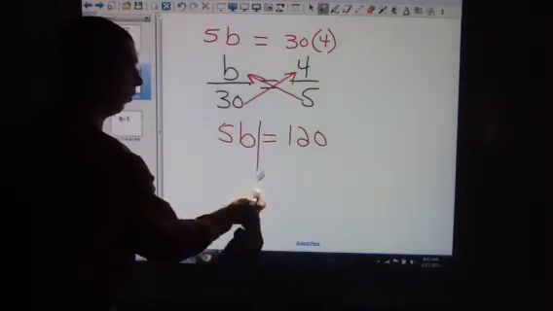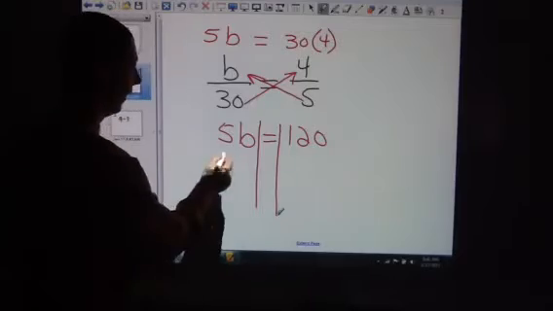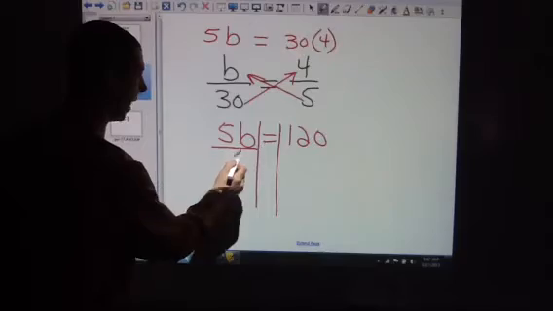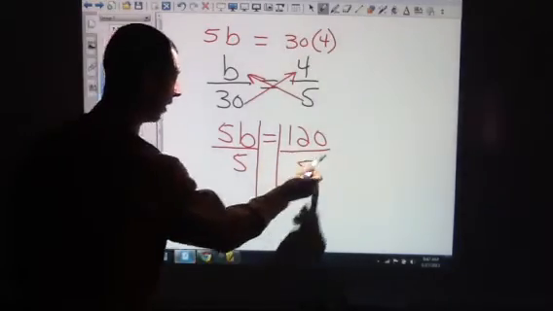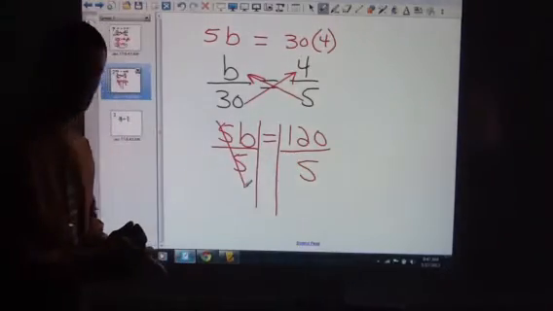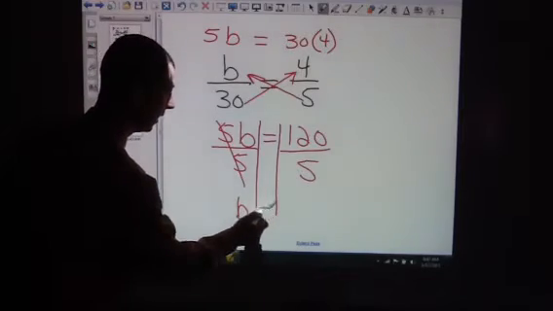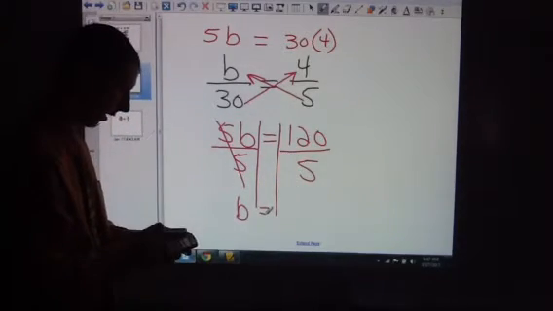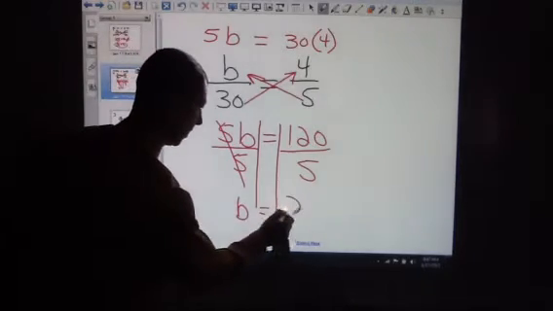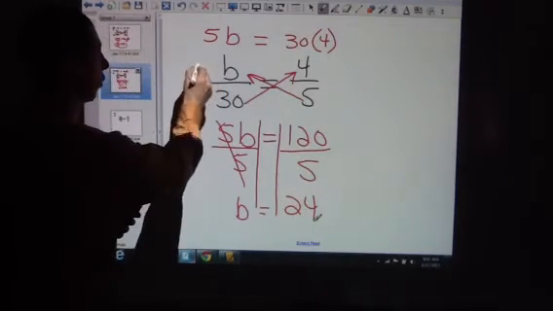We did single step equations, so we carry it out the way we did then. We'll divide both sides by 5 to isolate our variable. Remember, whatever we do to one side of the equation, we've got to do the same thing to the other side. In this case, we divide them both by 5. So b equals 120 divided by 5, which is 24. So b equals 24.